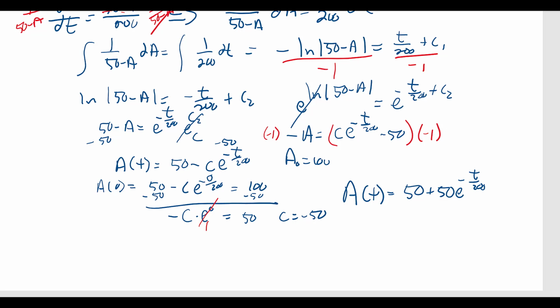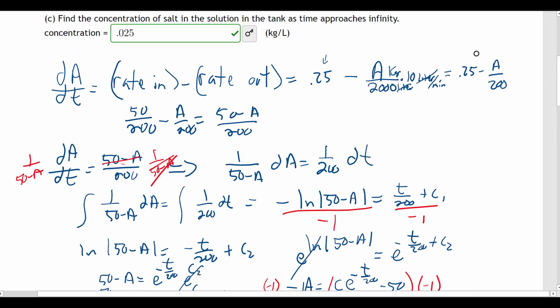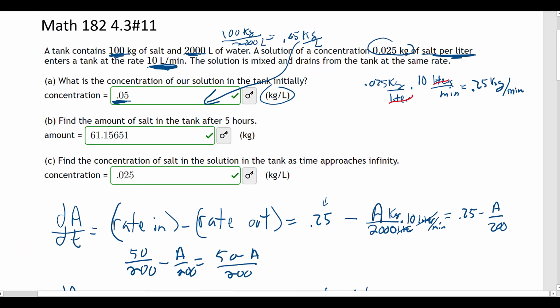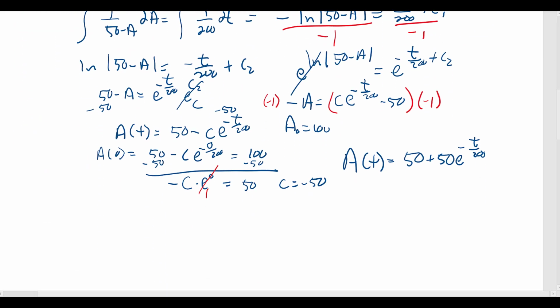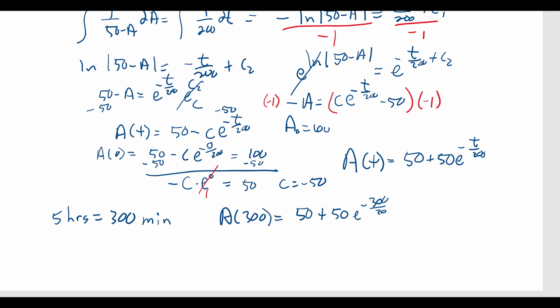They didn't ask for the formula, but there it is. And then they want us to answer the question. Scroll back up here. Find the amount after 5 hours. So notice this was in minutes. So 5 hours equals 300 minutes. So the amount after 300 is going to be 50 plus 50 e to the negative 300 over 200.